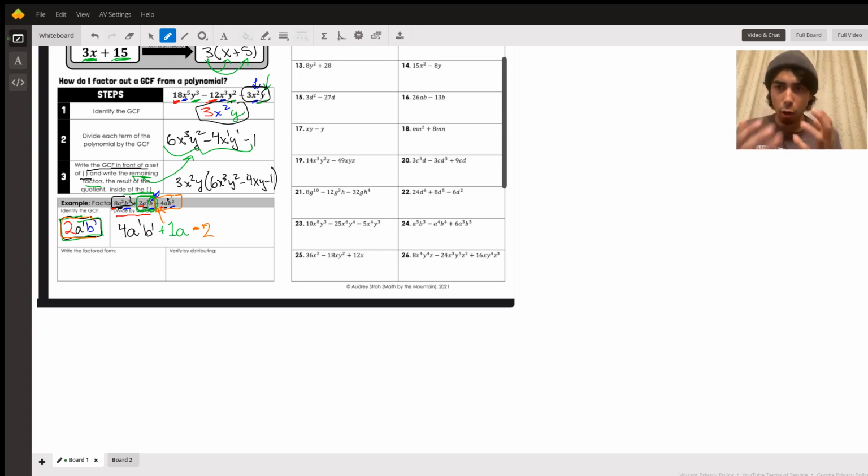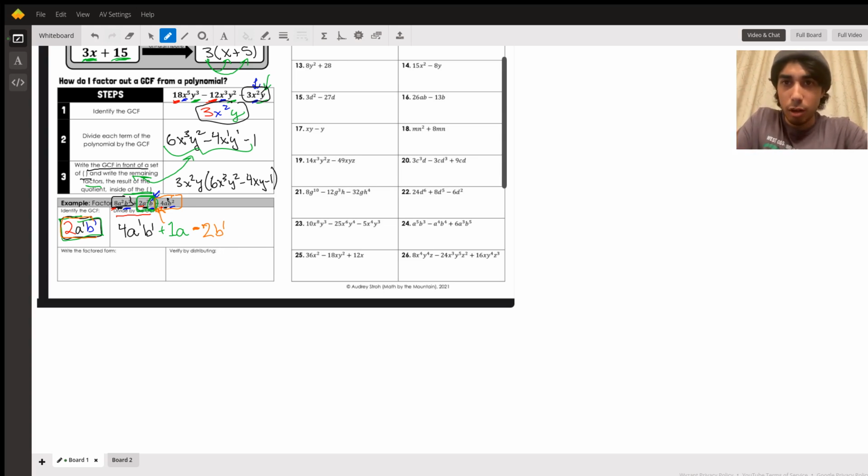So remember, these are all multiplied together. So multiplying by 1, that's not going to do anything. And then again, lastly, b squared over b to the 1, subtracting those exponents, that will give you b to the 1.